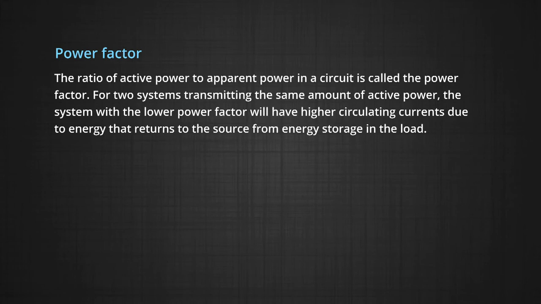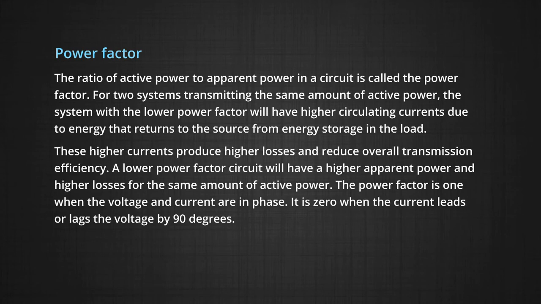So, now we can discuss the power factor. The ratio of active power to apparent power in a circuit is called the power factor. For two systems transmitting the same amount of active power, the system with the lower power factor will have higher circulating currents due to the energy that returns to the source from the energy storage in the load. These higher currents produce higher losses and reduce overall transmission efficiency.